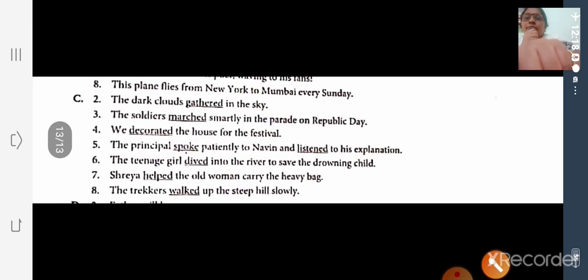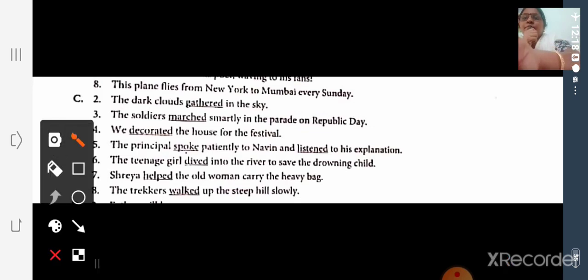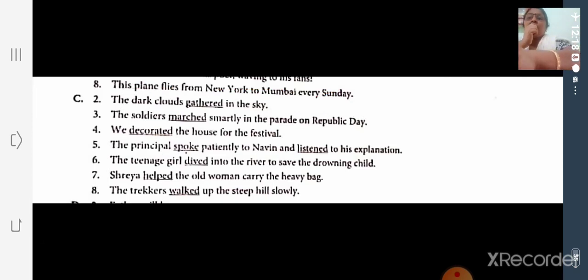Okay, here your answer key is given. So write all the exercises in your textbook. Don't make any mistakes. If you have any doubt, you can ask it through our group, the English grammar group.